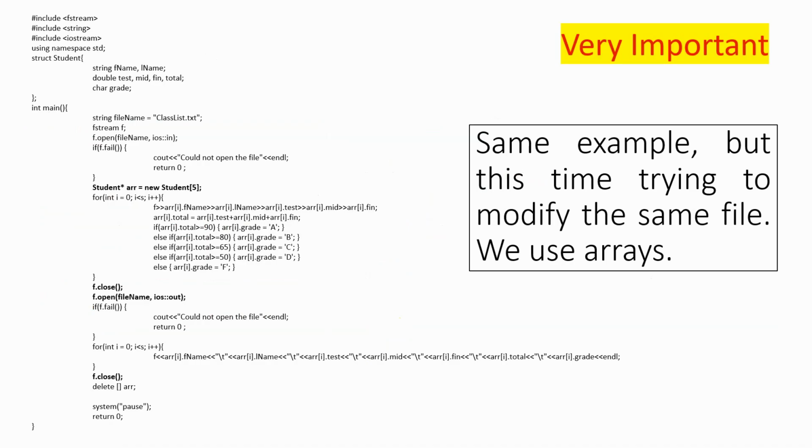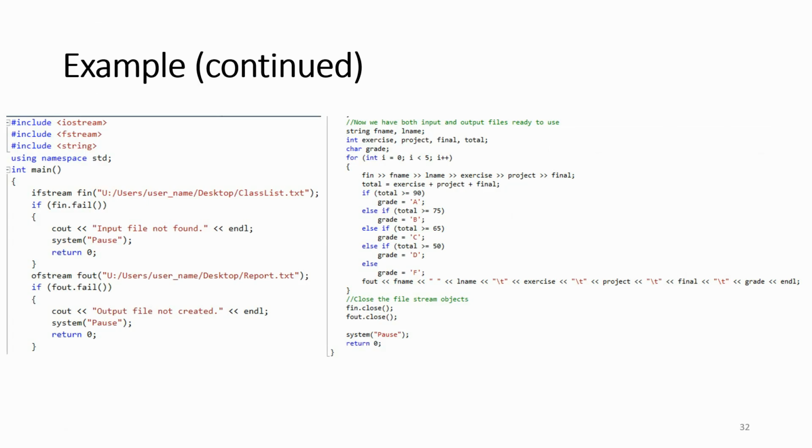Now this is similar to the previous problem, but in this case, same example, but this time we don't want to write on a different file. We want to modify the same file. So in this case, you either have to use arrays or vectors or linked list or whatever. Why do we have to use arrays or vectors? Here we could read from one file and write onto another file.